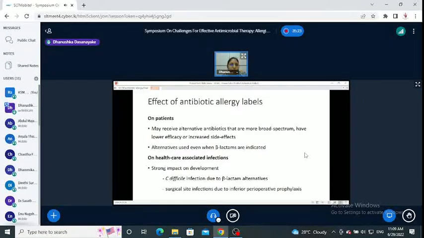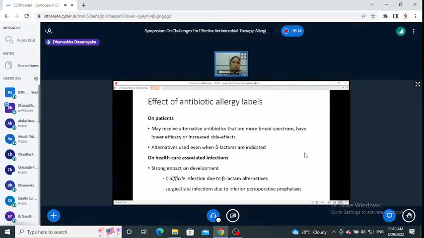Okay. So what are the effects on patients? The patient may receive alternative antibiotics that are more broad spectrum, have a lower efficacy, or have increased side effects. Say you label someone as being allergic to amoxicillin falsely, when they get an infection, they will avoid all commonly used beta-lactams and go to some hi-fi drug, which is more broad spectrum, but it might not treat the condition properly as well. Sometimes the drug that is indicated may be a beta-lactam, but because of this allergy label, the patient might be given an alternative drug.